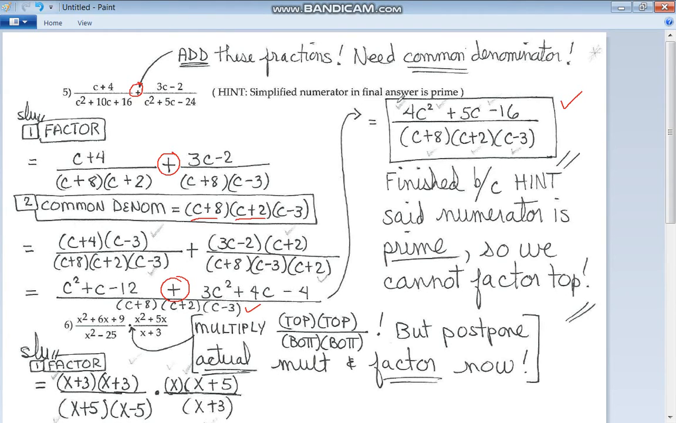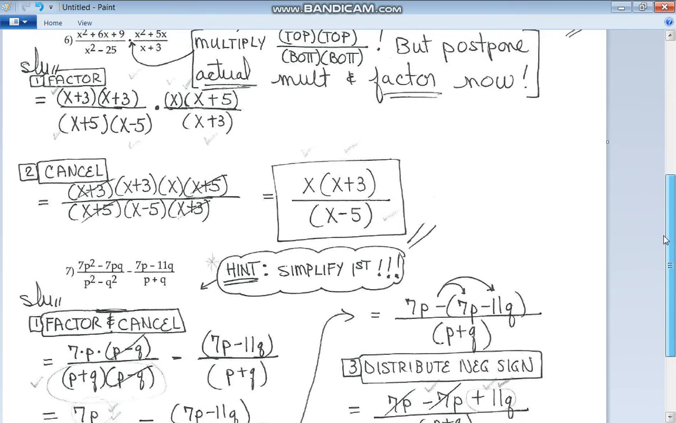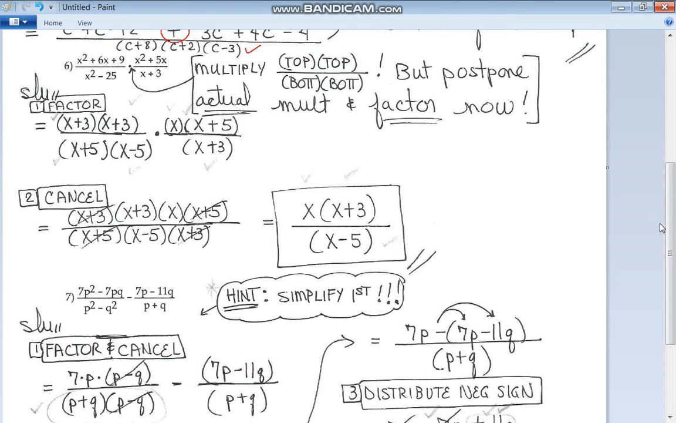Don't waste your time trying to factor the top and then cancel, because I told you in the hint you cannot factor the top. It's prime, so don't waste your time trying to do it. You're finished. Question number 6, we're going to take two fractions, and instead of adding them like we did in number 5, now we're going to multiply them.